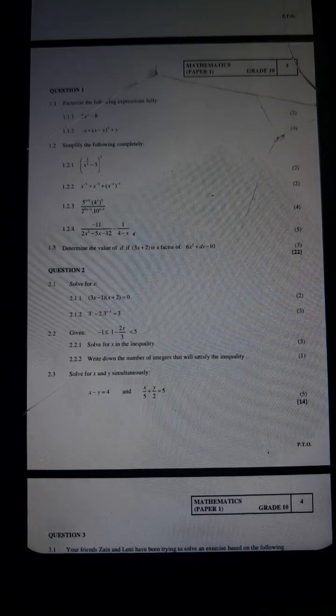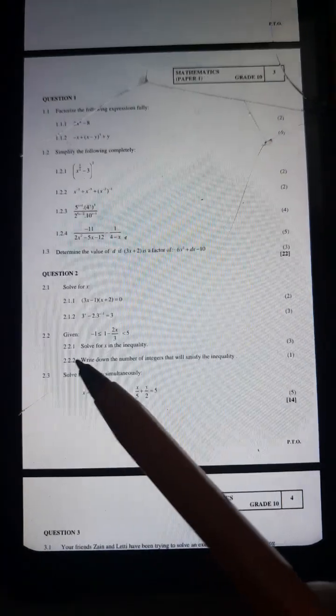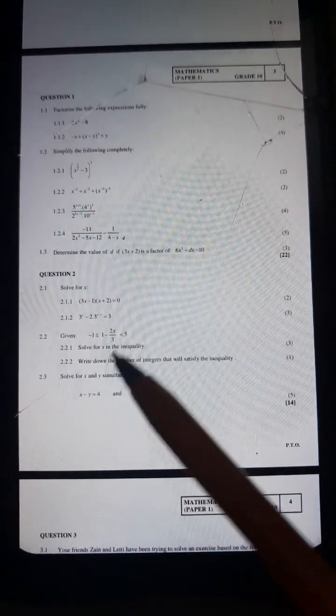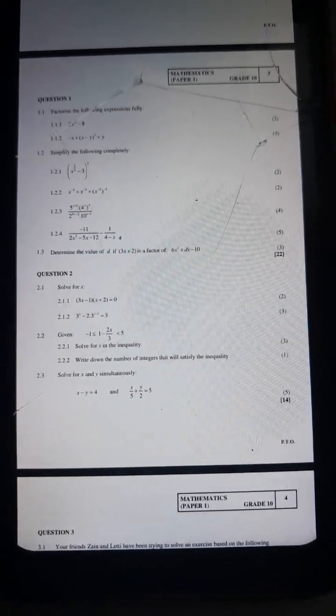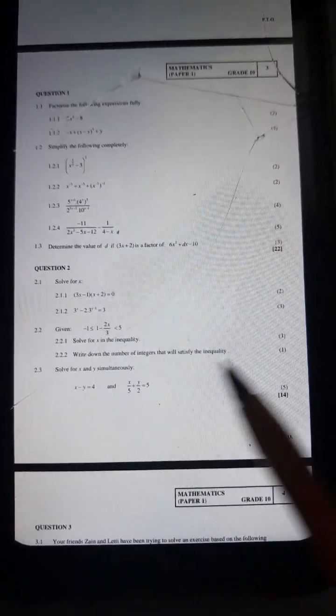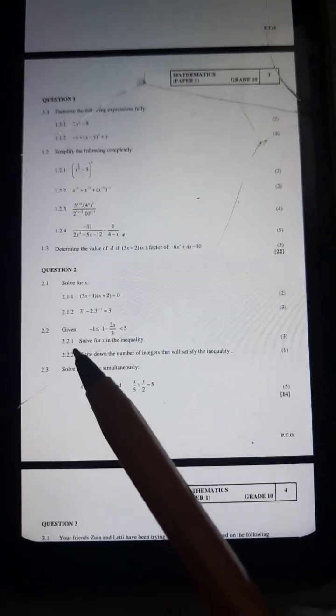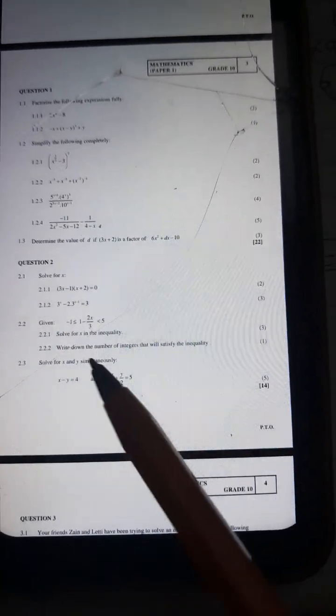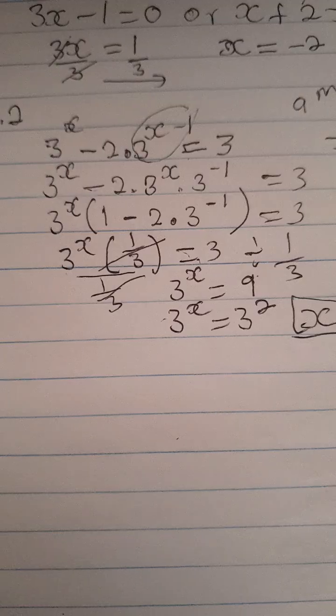Let's look at 2.2, guys. As for 2.2, we are given this inequality, which is a compound inequality, and we need to solve for x in the inequality. That's 3 marks. Then we have 2.2.2: write down the number of integers that will satisfy the inequality. So let's put that into practice.